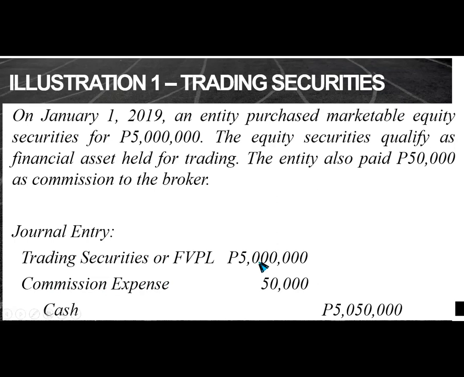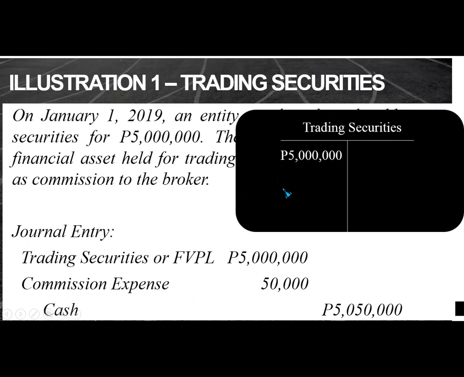So, instead of capitalizing it, adding it to the cost of the trading securities, what we did is i-debit natin siya sa commission expense at 50,000. So separate siya, outright expense ito. Then credit tayo ng cash at 5,050,000. Kapag MCQ na questions, usually ang tanong ay, at what amount are you going to measure initially your trading securities? So of course, our answer for that will be 5 million. So based on the journal entry, yung answer natin as of January 1, 2019, we will have 5 million as our initial measurement for the trading securities.